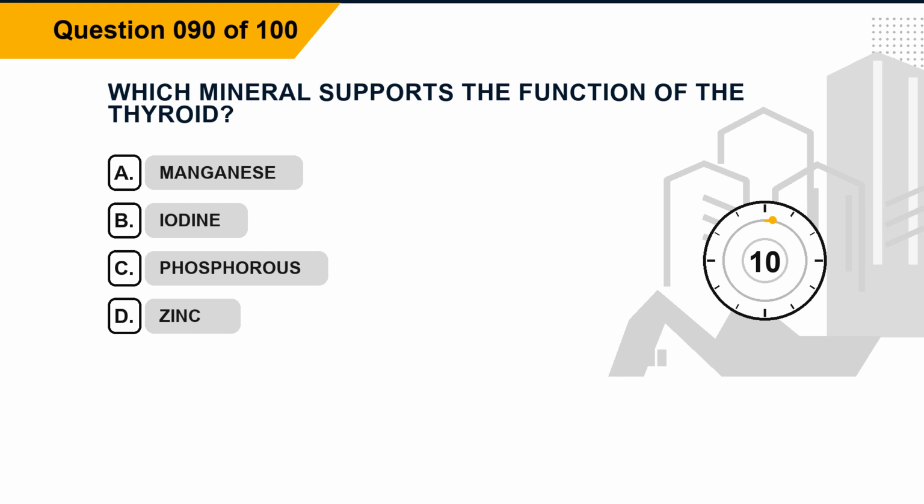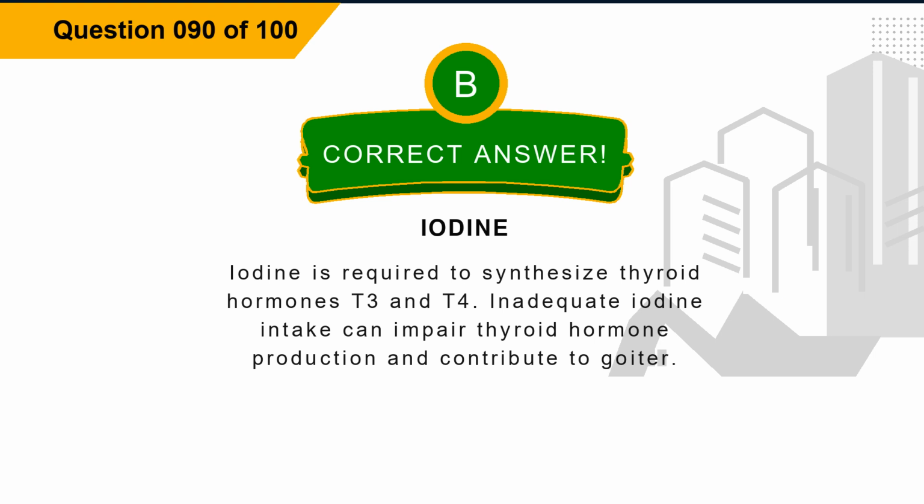Question 90. Which mineral supports the function of the thyroid? Option A. Manganese. Option B. Iodine. Option C. Phosphorus. Option D. Zinc. The correct answer is option B. Iodine. Explanation. Iodine is required to synthesize thyroid hormones T3 and T4. Inadequate iodine intake can impair thyroid hormone production and contribute to goiter.